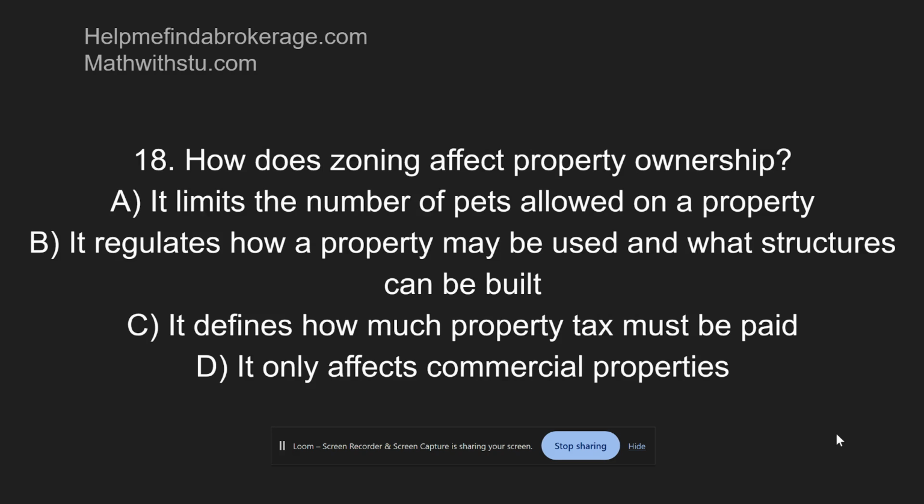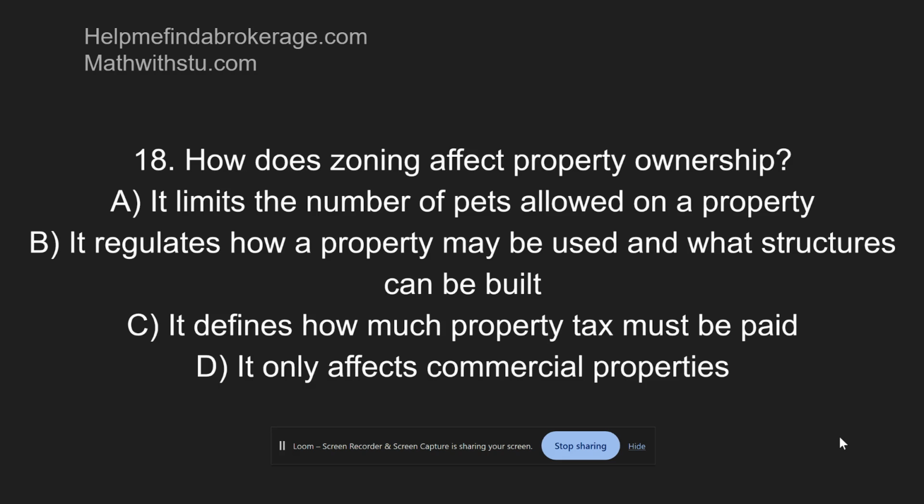This one says, number 18, how does zoning affect property ownership? A, it limits the number of pets allowed on a property. B, it regulates how a property may be used and what structures can be built. C, it defines how much property tax must be paid. Or D, it only affects commercial properties. So what do you think on this one? This is a really good one because these answers are really going to make you think. Make you scratch your head a little bit.